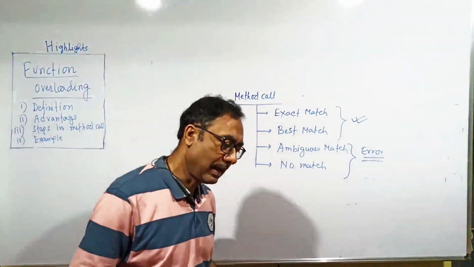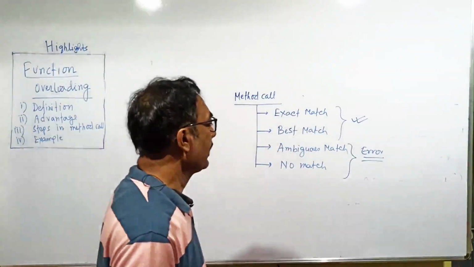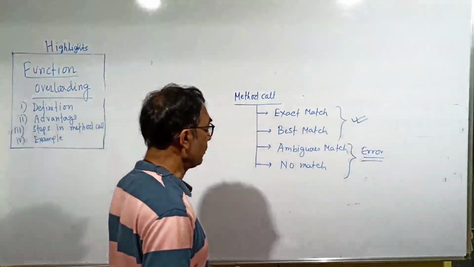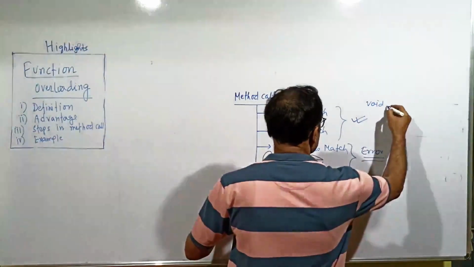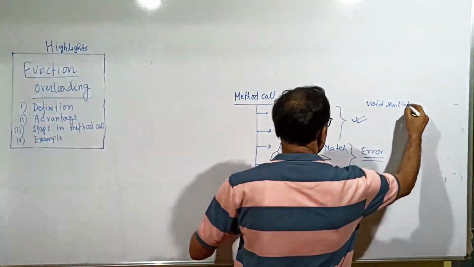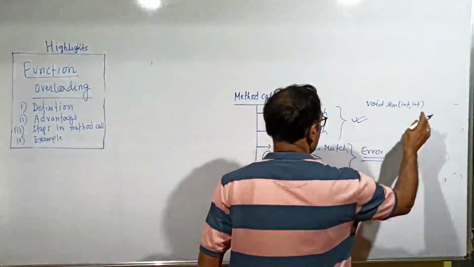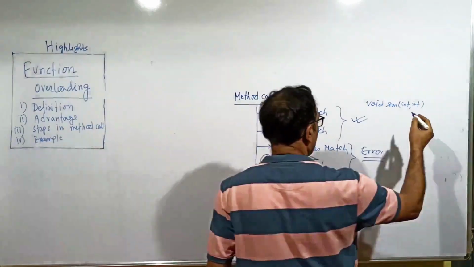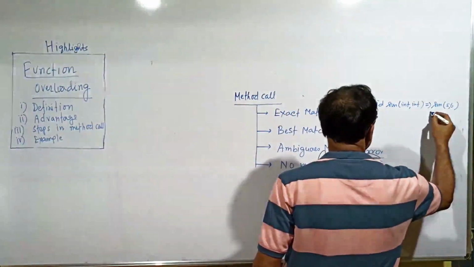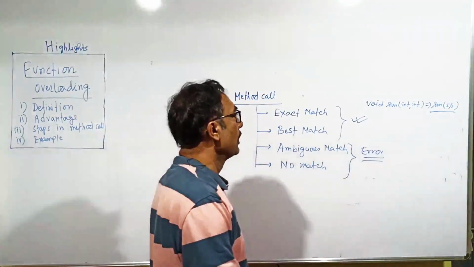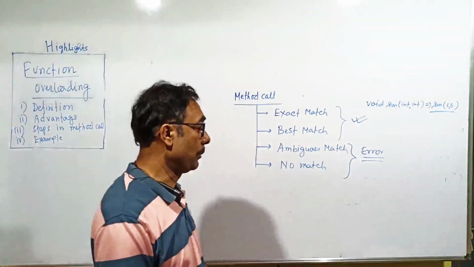In case of exact match, I'll give an example. Say you have a method like void sum(int), and you have given a method call which is sum(5, 6). So this will be the example of your exact match.